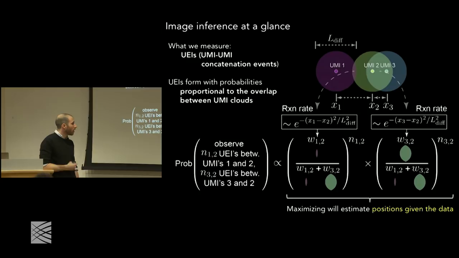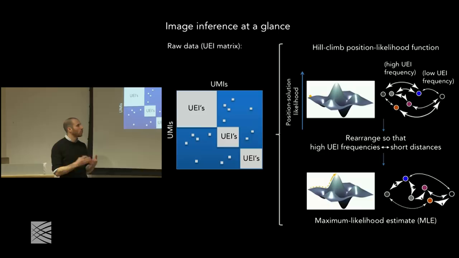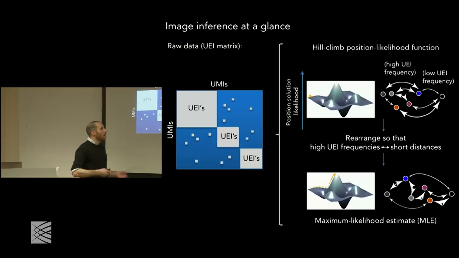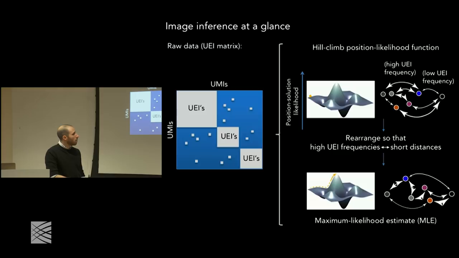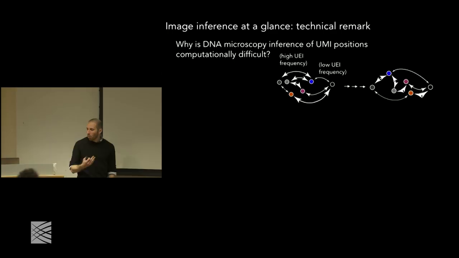And so from a more bird's eye view, what we're looking at is a hill climbing operation, where we're trying to climb the landscape of probabilities, rearranging the positions of the original UMIs so that we find a solution that's maximally compatible with the UEI data that we observe.